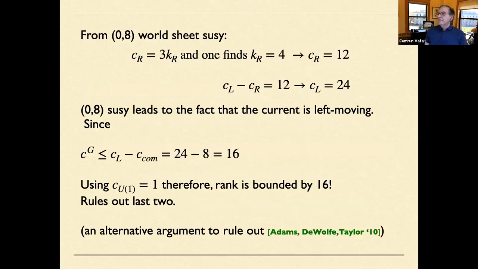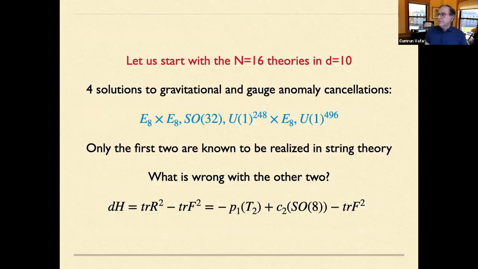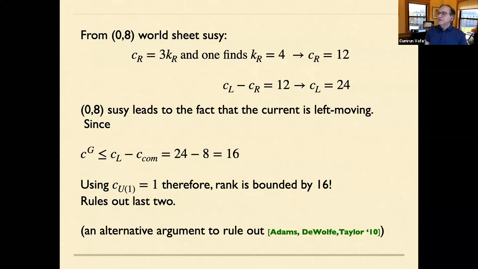In particular, we learned that the right central charge is 3 times K_R, and one finds that, here I'm using that SO8 is part of the R symmetry of the (0,8) supersymmetry algebra. Due to the relation between the central charge and the level of the supersymmetry, you can deduce from that level, and the fact that the supersymmetry is the right mover, that C right is 3 times K right, and one finds that K right is 4, C right is 12. And since C left minus C right is 12 from the gravitational anomaly, you learn that C left is 24.